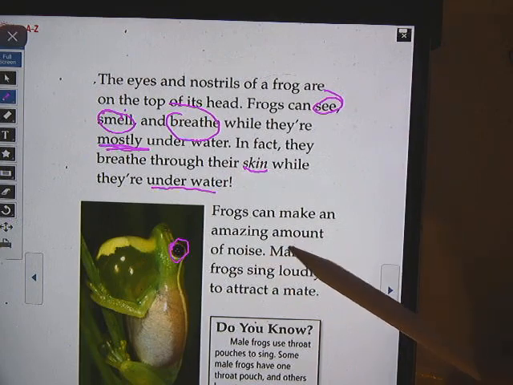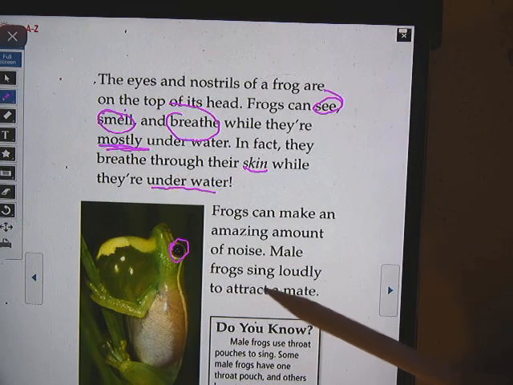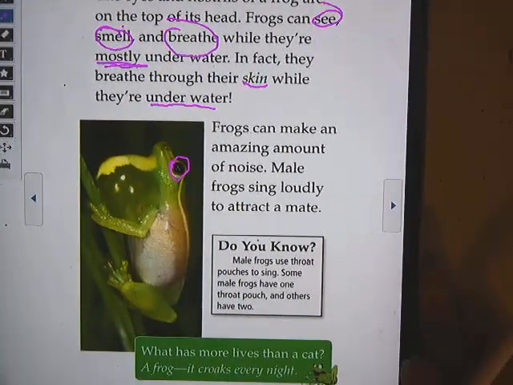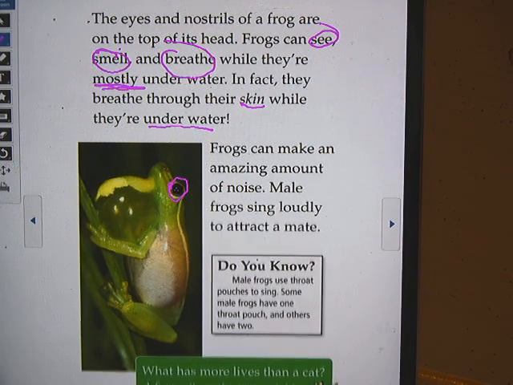Frogs can make an amazing amount of noise. Male frogs sing loudly to attract a mate. So when a male frog sees a female frog and is interested, that frog will make a lot of noise.